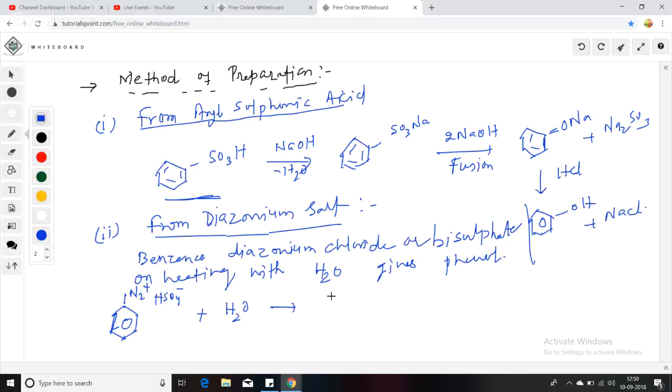Any reaction of benzene diazonium chloride, that also we have discussed in the amines chapter, evolves nitrogen, generally most of the reactions. So OH from H2O comes over here, H plus takes the HSO4 minus and forms H2SO4, and we get N2 nitrogen. So this is the reaction of benzene diazonium chloride or sulfate. If you take benzene diazonium chloride, we'll get HCl, not H2SO4.